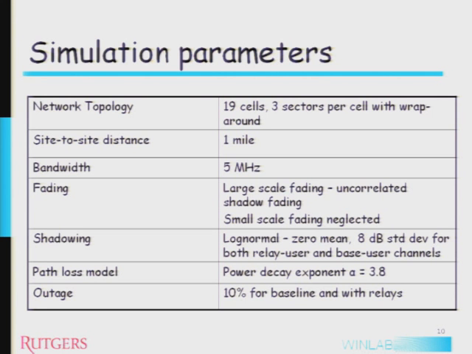So these are some of the idealizations I make, and we are going to assume large scale fading with uncorrelated shadow fading, and we are going to neglect small scale fading, and the shadowing is log normal and path loss with a decay of 3.8. And outage is 10% for the base and relay.